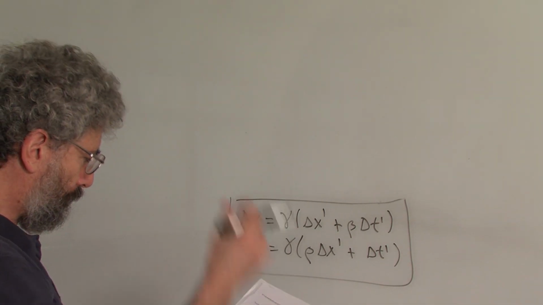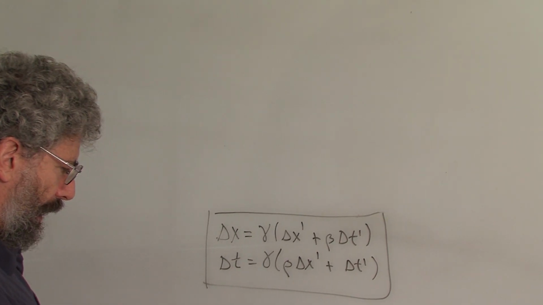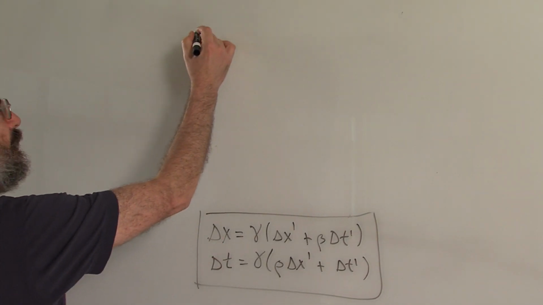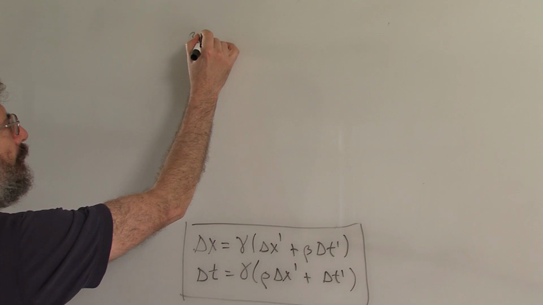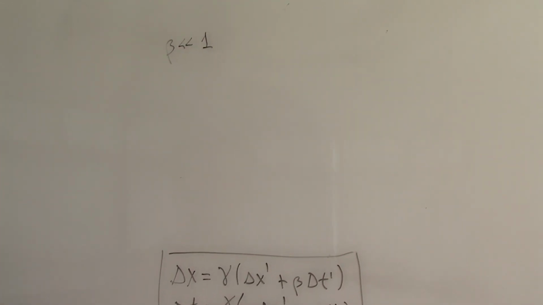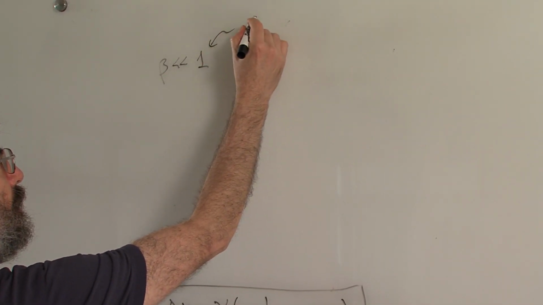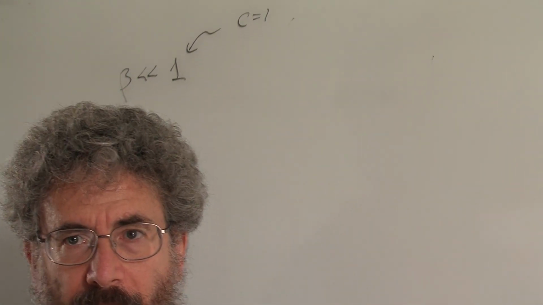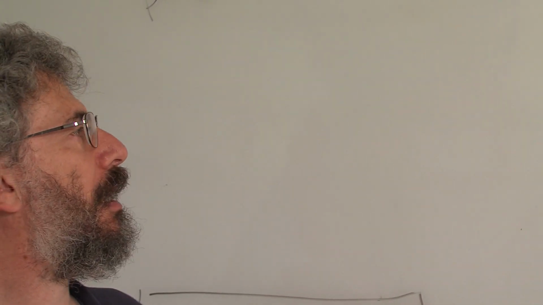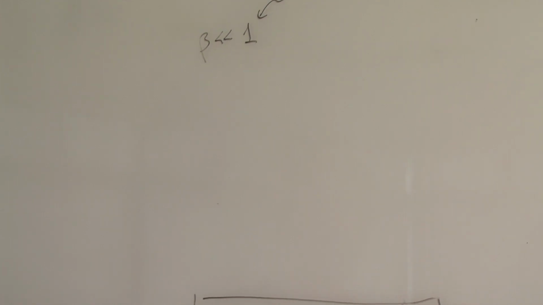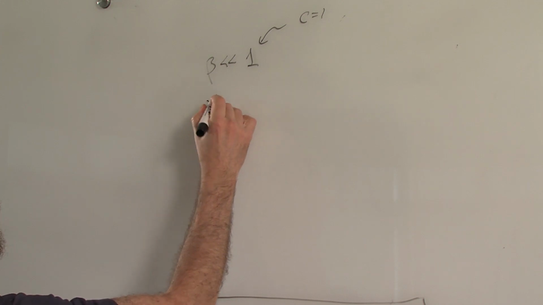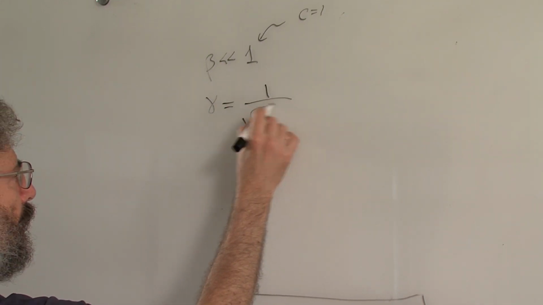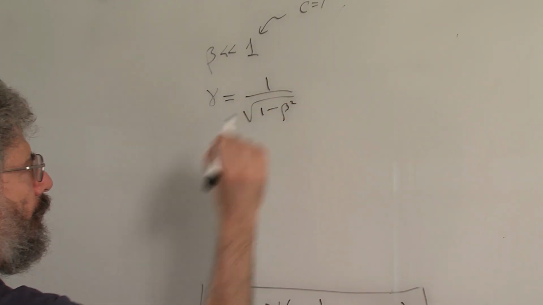And so let's go ahead and ask what happens if beta, the velocity, is very small compared to 1. Remember, I'm taking c equals 1, so beta small compared to 1 means the kick is small compared to the speed of light. So this is a very Galilean or non-relativistic situation. Okay, well, when beta is small compared to 1, let's look at what gamma looks like.